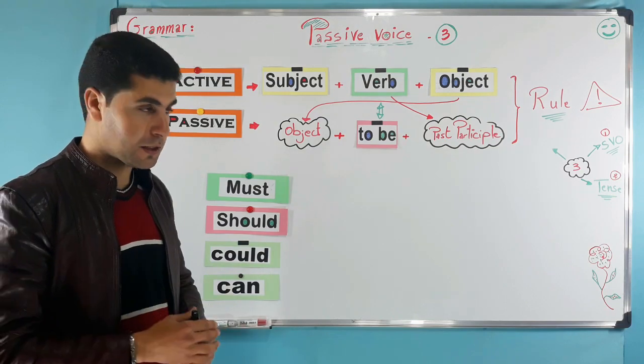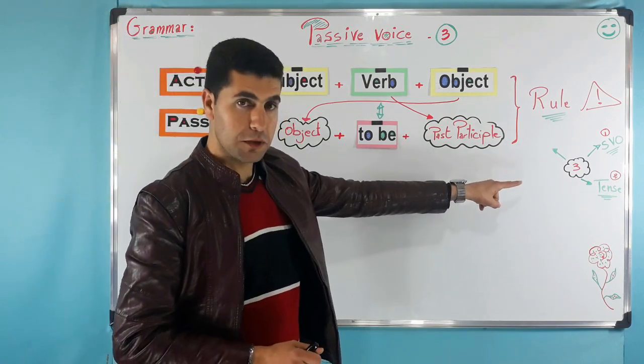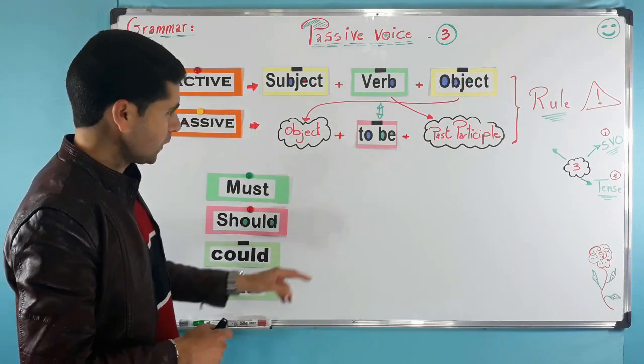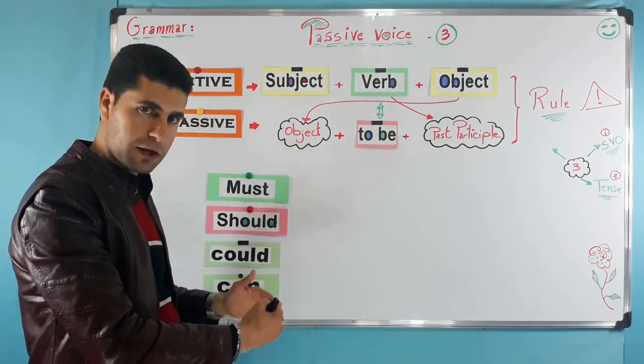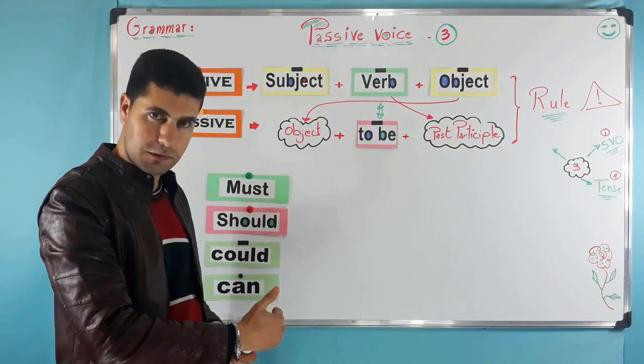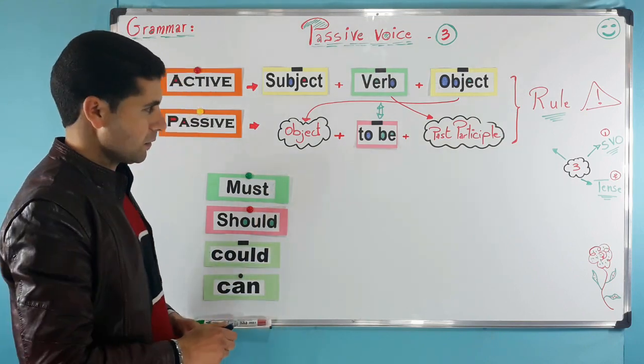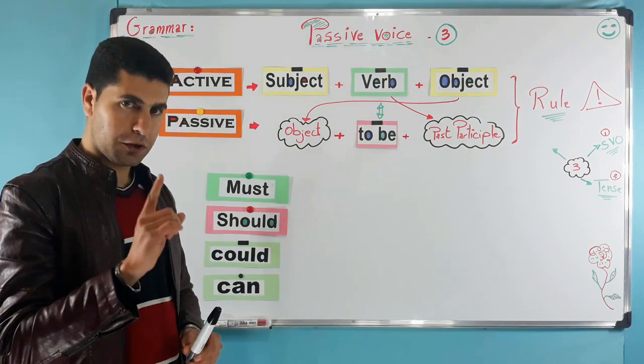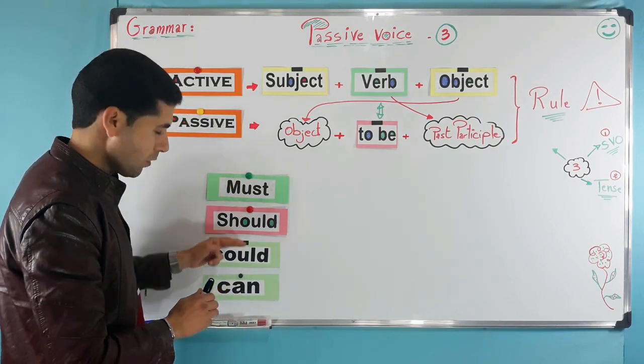Now we have seen the steps to follow to make the passive. And we have also seen the verb to be and all the variations of the verb to be in all tenses, in the second episode. Now, in this episode, we are going to talk about the modal verbs.